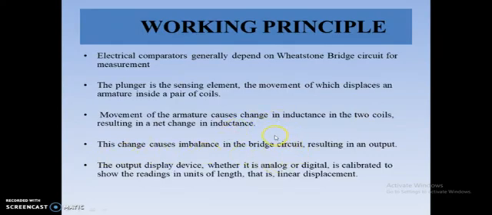I have already stated that when the Wheatstone bridge circuit is in a balanced condition, current flowing through the galvanometer is 0. But when there is an imbalance or the balance condition is broken, there will be an output. What is the output? A current will flow through this galvanometer. The output display device, whether it is analog or digital, is calibrated to show the readings in units of length, that is linear displacement.